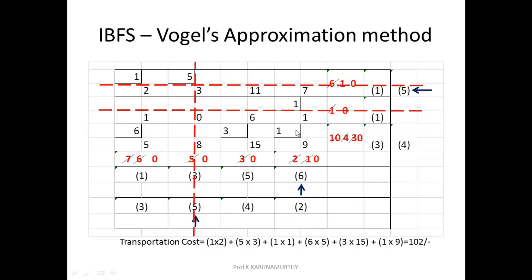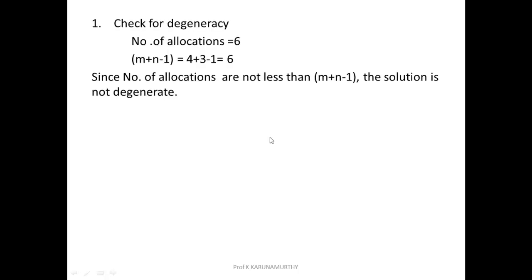And what is the number of rows? There are 3 rows and there are 4 columns. So the number of allocations made in this problem is 6. The number of rows is 3, the number of columns is 4, so m plus n minus 1 is 6. These two values are equal, therefore the obtained solution is not degenerate. This step we have to perform.